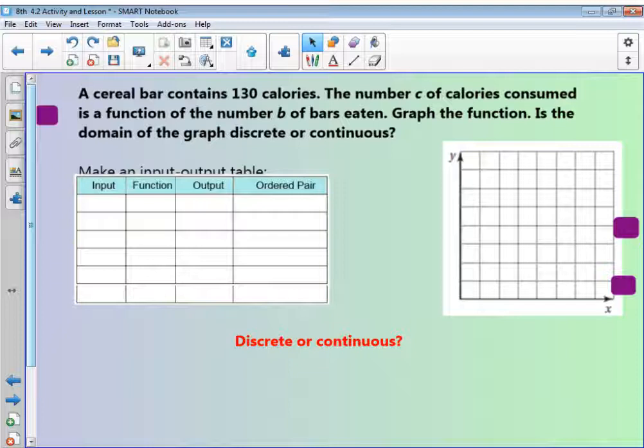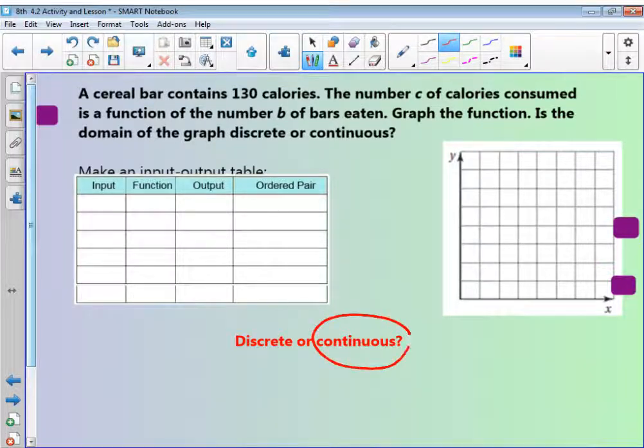Could we eat a part of a bar, like a cereal bar, a granola bar, or whatever? Could we eat part of one, like just half of one? Yes. So since we could eat a partial bar, that means that this is a continuous domain, meaning we could eat 1 bar, we could eat 1.5 bars, we could eat 3.5 bars. Okay, it does not just have to be 1 bar. We could eat a partial of a bar, which means that this is going to be a continuous domain, okay?